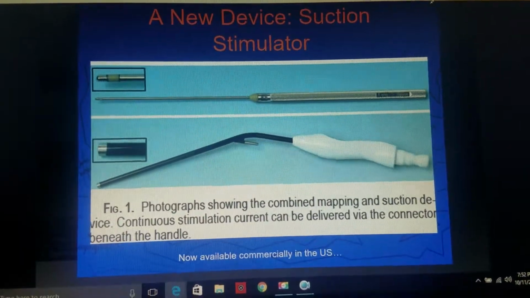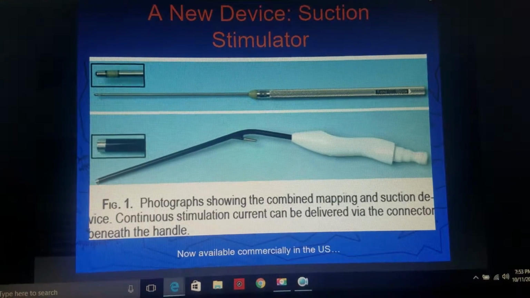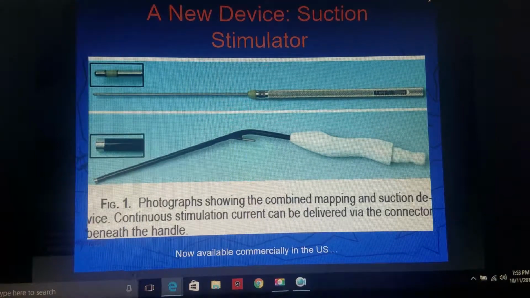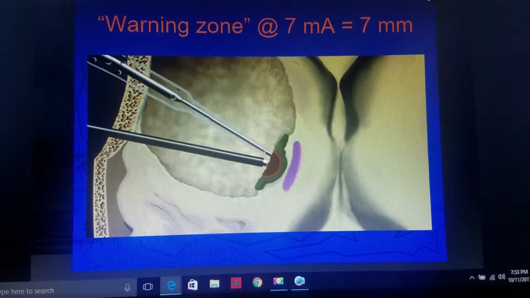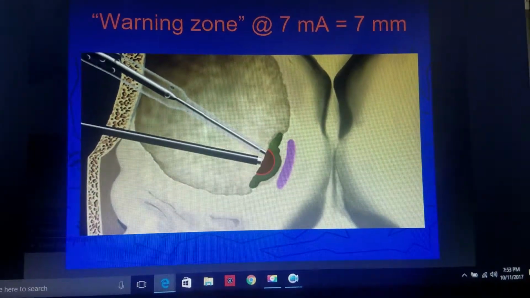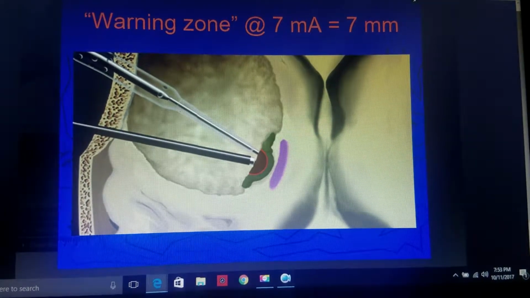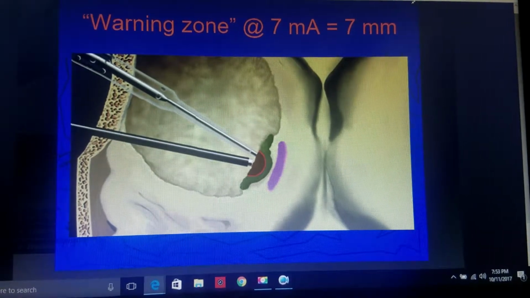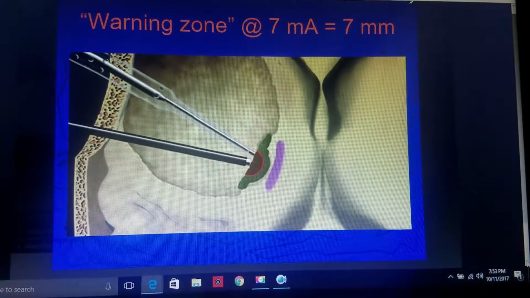And if you simply electrify that suction, then you can do this kind of stimulation and ask how close am I to the corticospinal tract continuously while you're using whatever other instrument you are using to remove the tumor. And the technique that the Swiss have developed for this is to simply set the thing at 7 milliamperes. And with that 7 milliamperes, equivalent to 7 millimeters away, as long as you don't get a response, you're at least 7 millimeters from the corticospinal tract, so you can just keep on going.